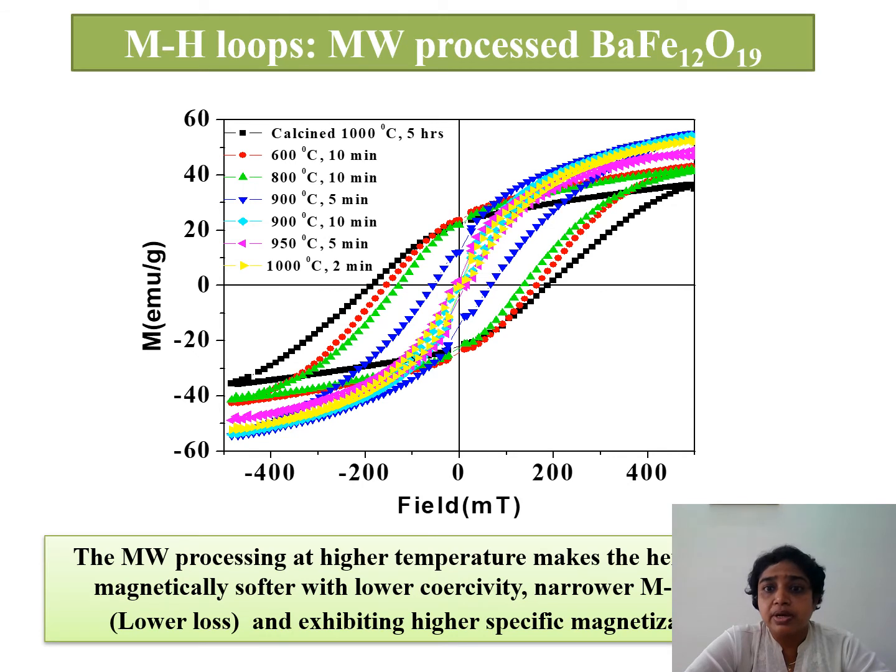Then we measured its magnetic property, and what we found is that the microwave processing at higher temperature resulted in very soft ferrites with a coercive field of 2 millitesla. This you can see, this yellow one. The coercive field is very low, so they are softer, 2 millitesla, and have very high specific magnetization, 52 emu per gram. So there was a tremendous change in the sample in just 2 minutes at 1000 degrees centigrade.